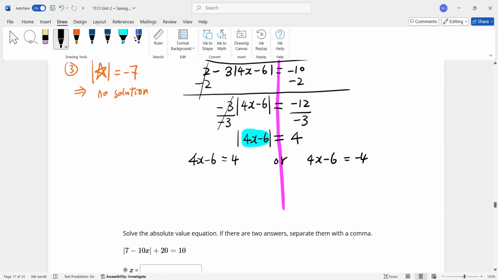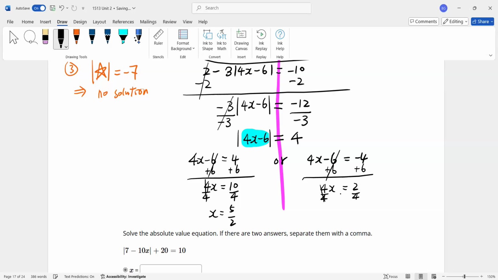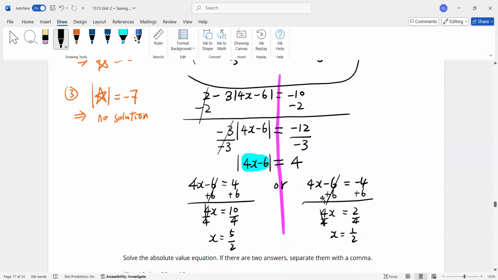And we have no absolute value symbol anymore, right? And we have 2 equations, but they are very easy to solve. Positive 6, 4x equals 10. Divided by 4, x equals 5/2. And same thing here, plus 6, 4x equals 2. Divided by 4, x equals half. Okay? And that's it. We have 2 solutions.